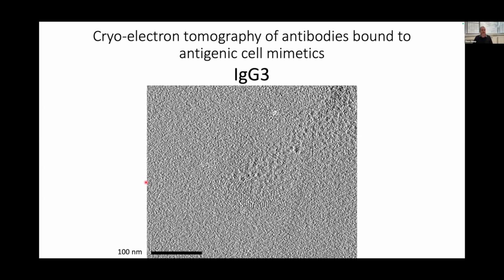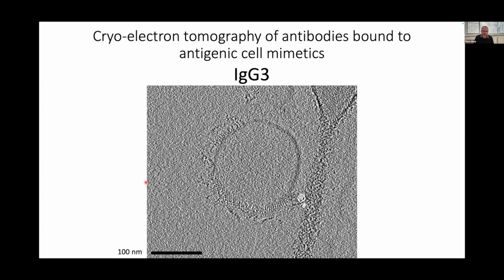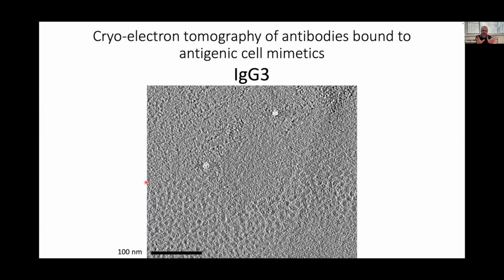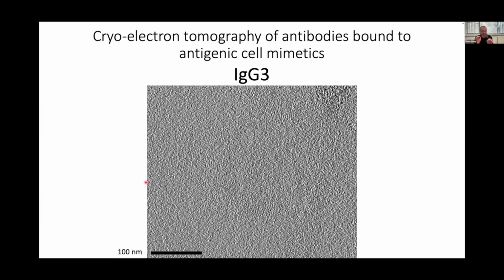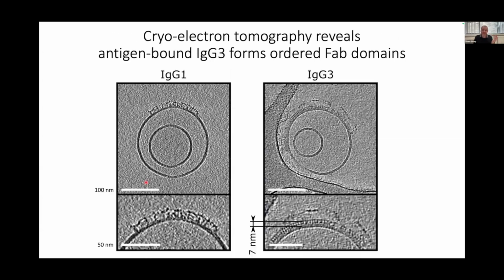Here's IgG3. It's the first time it's been seen. There's a big difference. Now you can see these striations that are perpendicular to the lipid membrane. This movie's a little bit jumpy for me, so I hope you can see it clearly. If you can't, I've got some stills because I was worried that would happen.